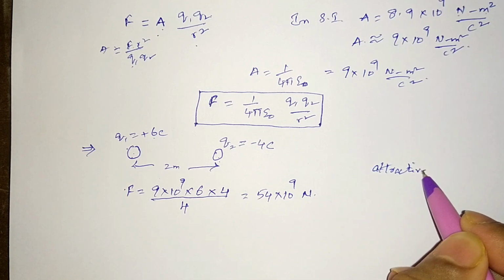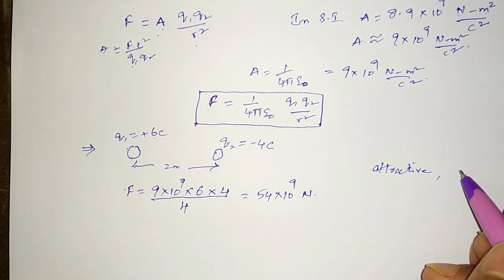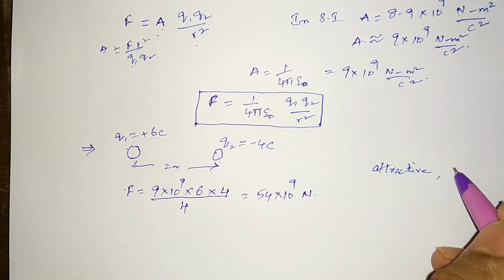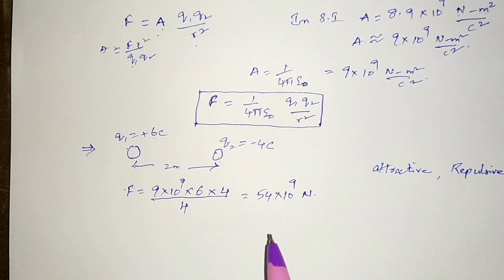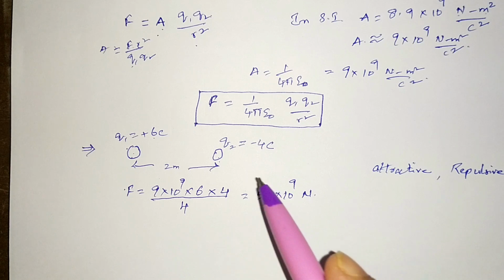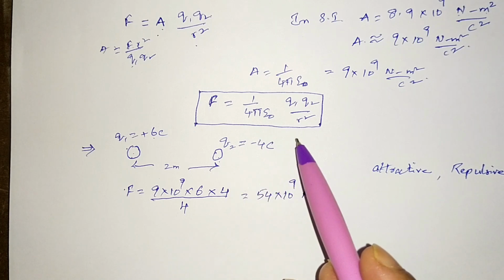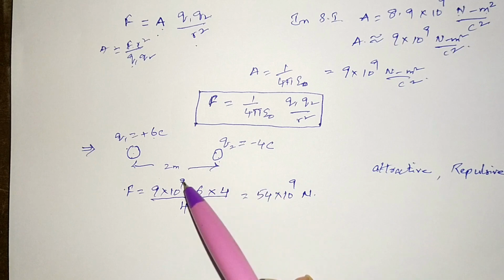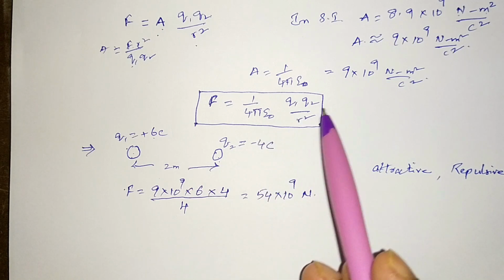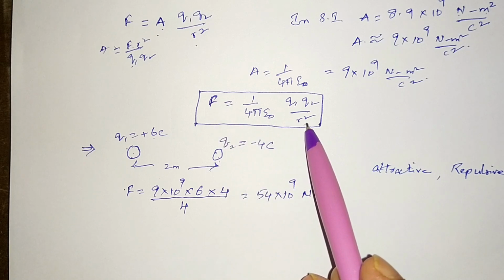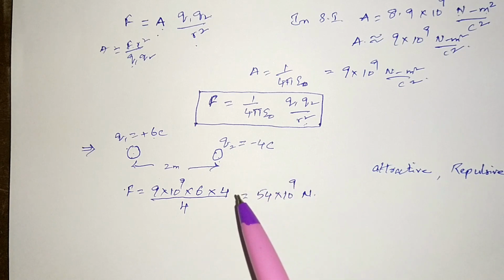Attractive. Okay, if the charges are like charges, then what is that? Very good, repulsive in nature. Understood now? So in this way one can solve a number of problems based on Coulomb's law. If you know the values q1, q2, r, you can calculate. Sometimes q1, q2, F will be given, and they will ask you to calculate the r value. So by using this equation you can easily solve.